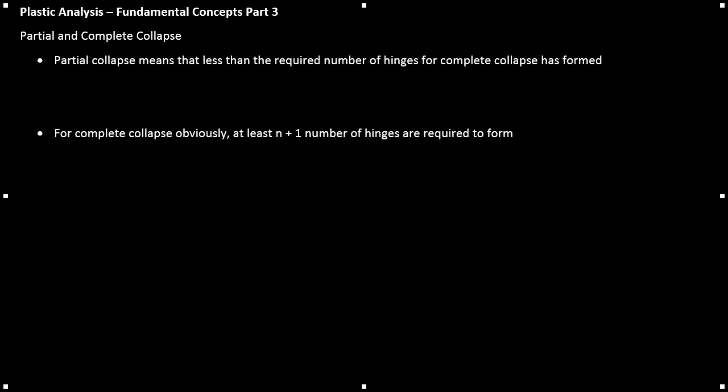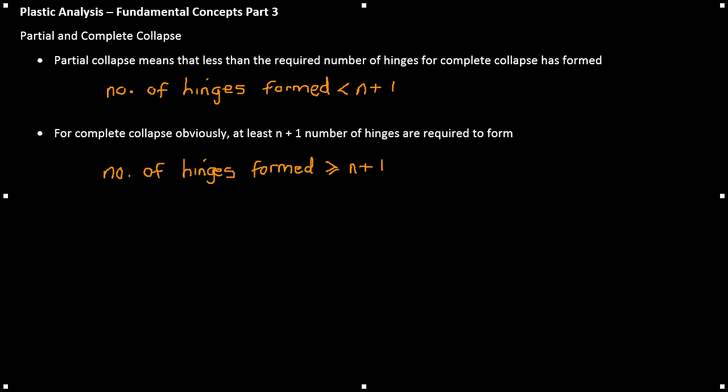Let's take a look now at partial and complete collapse. Partial collapse means that the number of hinges formed in a structure is less than the required amount for complete collapse. We can write this as number of hinges formed is less than n plus 1. That's for partial collapse. For complete collapse, obviously at least n plus 1 hinges are required to form, and we can write this as number of hinges formed is equal to or greater than n plus 1, and that's for complete collapse.